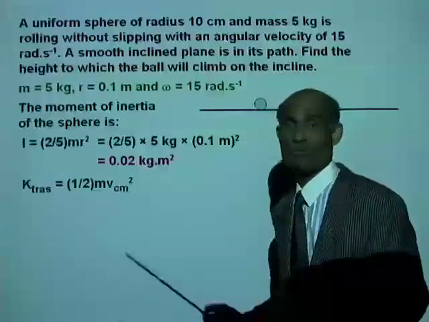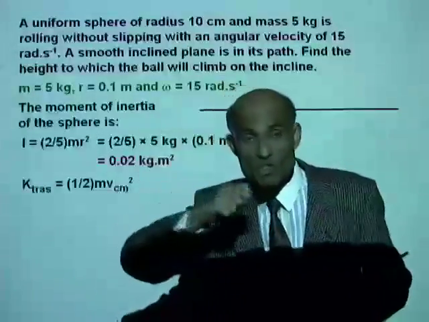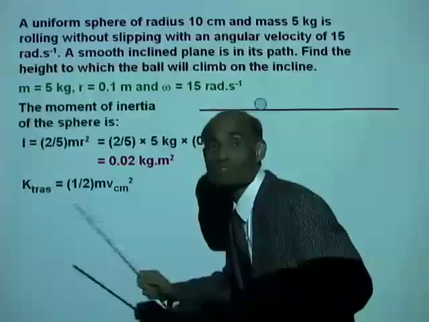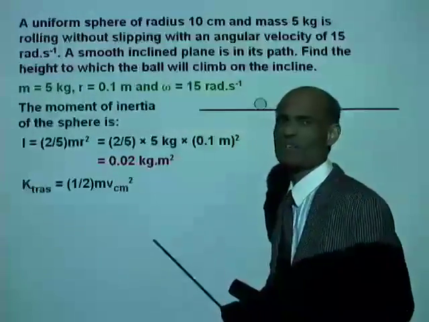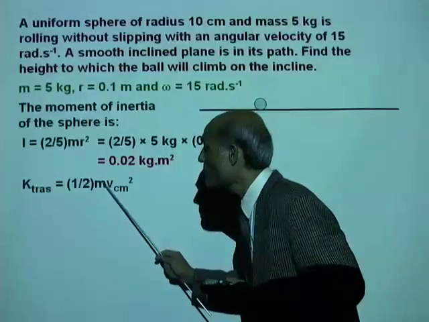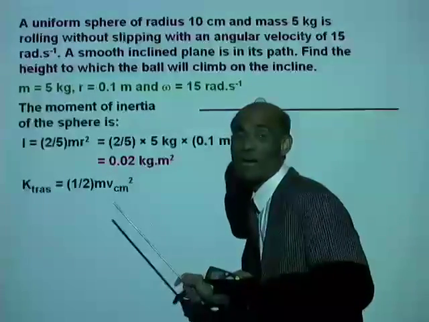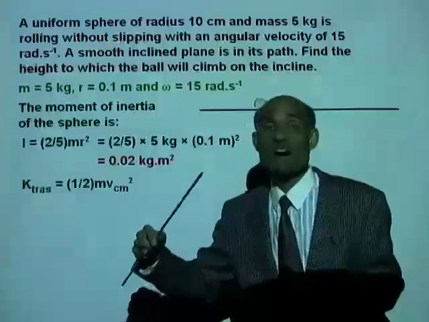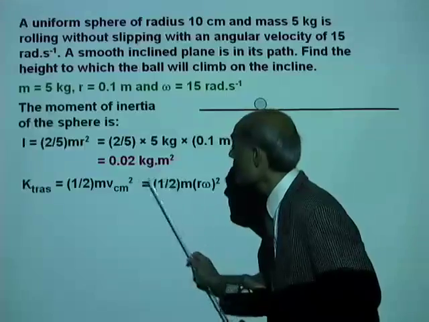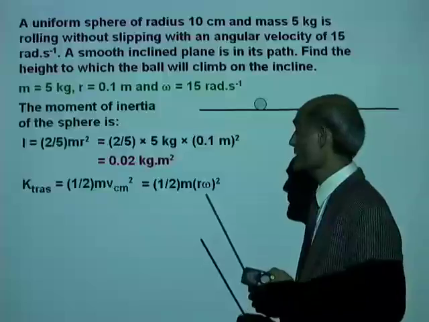K translational. The disk is rolling, meaning it has a rotational motion and a translational motion. What is the kinetic energy of the translational motion of the disk? Not the disk, sphere. K translational is 1/2 m v center of mass squared. Well, and v center of mass is r omega. Is that right? That's right. So that will be 1/2 m times, I replace v center of mass by r omega.